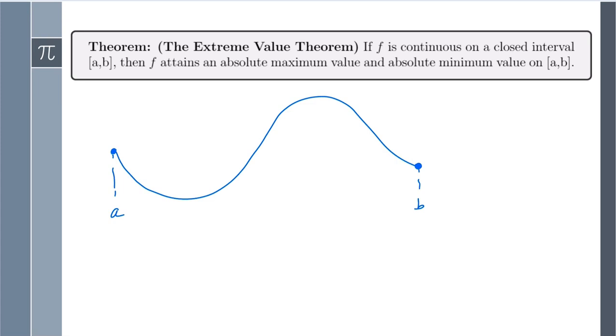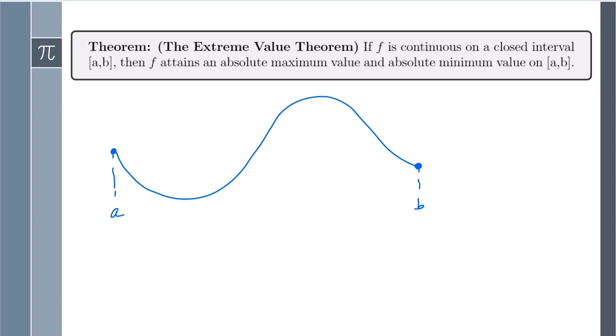So this theorem says that if the function is continuous on a closed interval, then there must be an absolute maximum and absolute minimum in that interval. It could be at the endpoint, it could be somewhere else in between, but there must be an absolute max and min if the function is continuous on the closed interval.